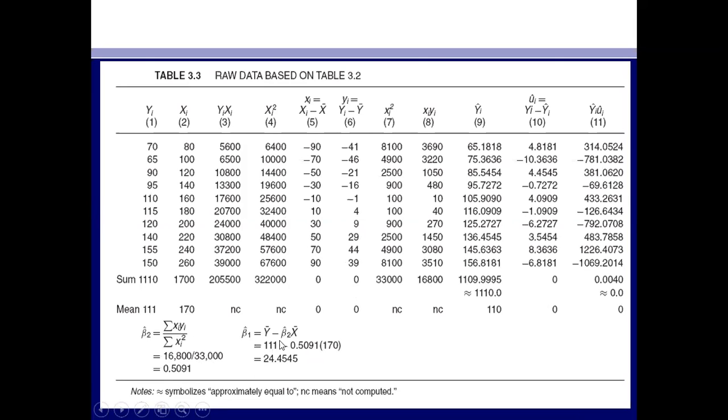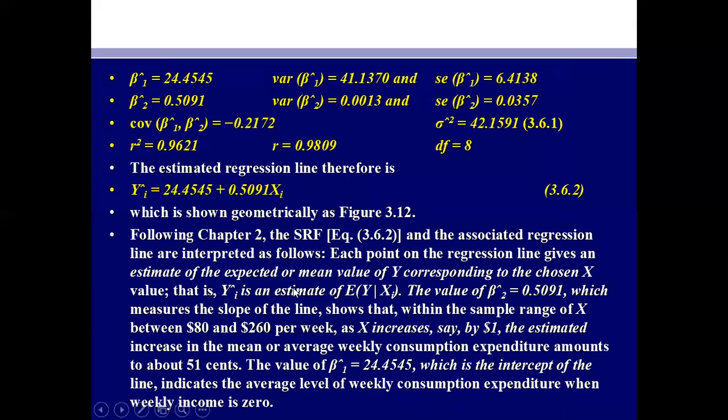Once you have computed these two numbers, your estimated regression model, which we call the SRF, will be y hat equal to 24.4545 plus 0.5091 X. This is what we call our estimated regression line, our estimated regression model, or our SRF. And in common research this is called the estimated econometric model. The rest of the discussion proceeds after estimating this model.